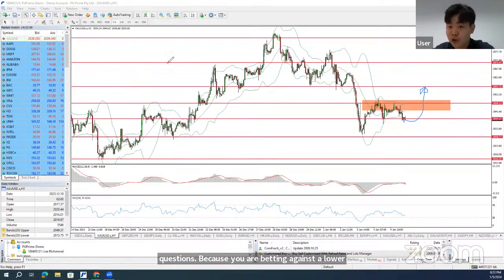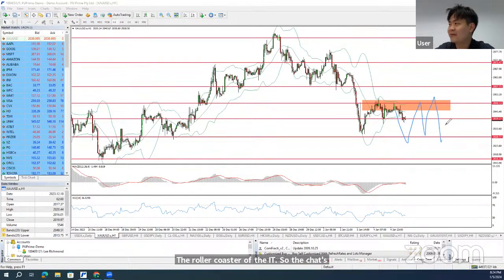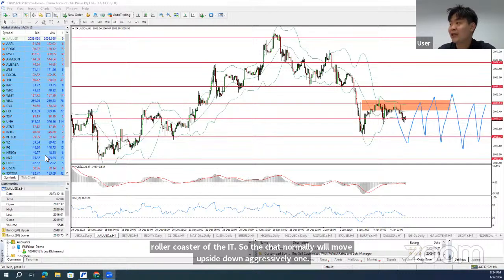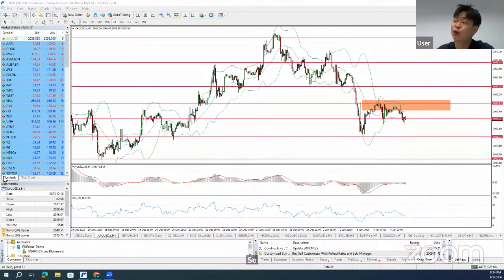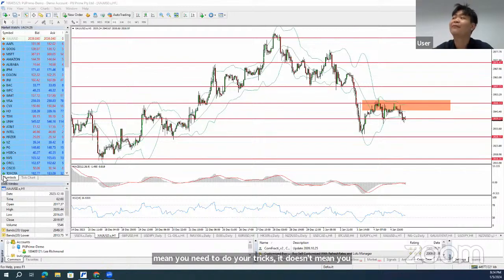But this is advice for new traders. You need to be aware of it. If it's your first time trading an NFP, it's better for you to monitor the chart first, because you can experience the roller coaster of the NFP. The chart normally moves up and down aggressively. So new traders, you can just experience it, but it doesn't mean you need to do your trades then. You can experience it first and slowly, when you have certain confidence and are able to control your risk appetite nicely, then it's time for you to enter.